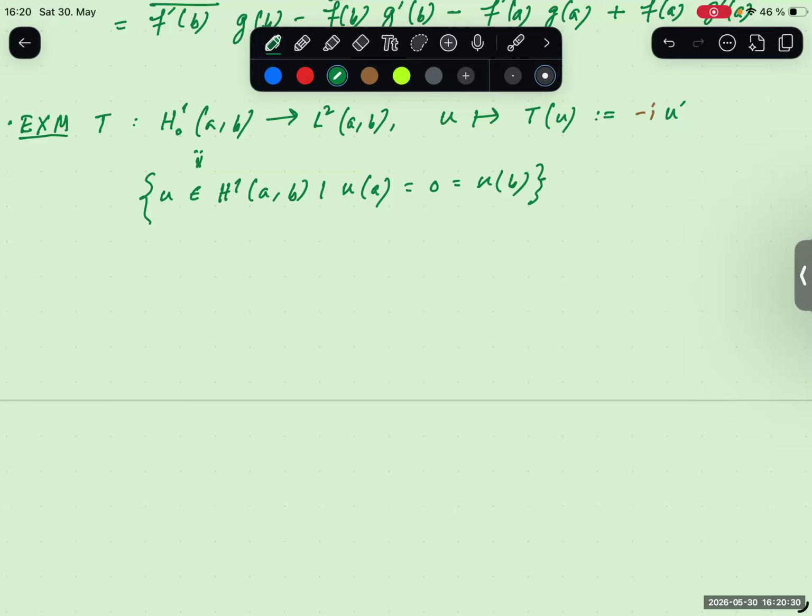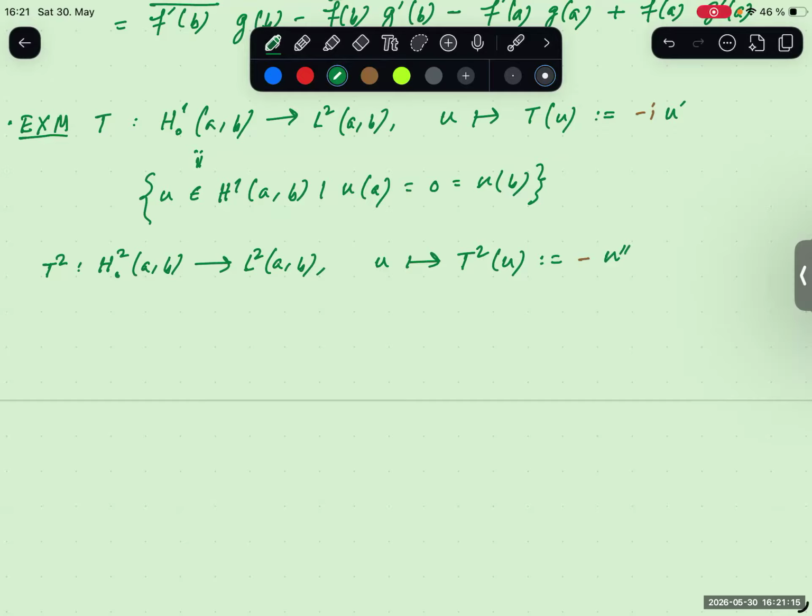So T squared, on H2_0(a,b) to L2(a,b), and as you expect, how should you define it? This is defined by T squared u. So minus i squared, minus times minus means plus, and i squared is minus. So minus, maybe I also put this in color just for the first time that this comes from convention.